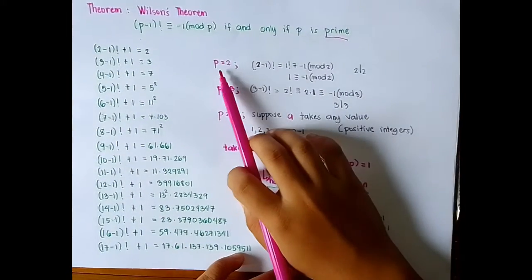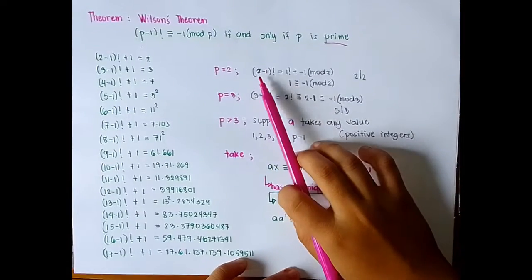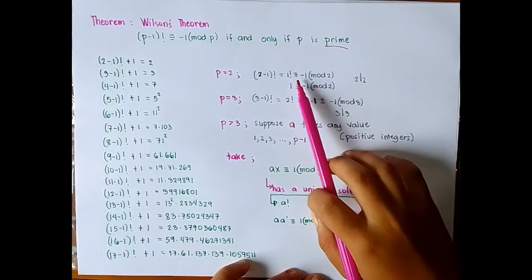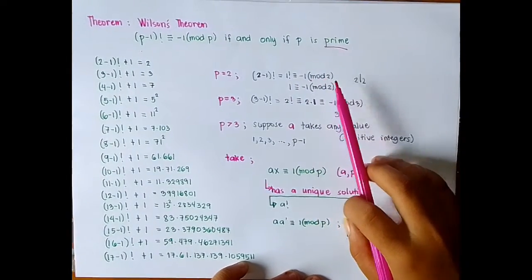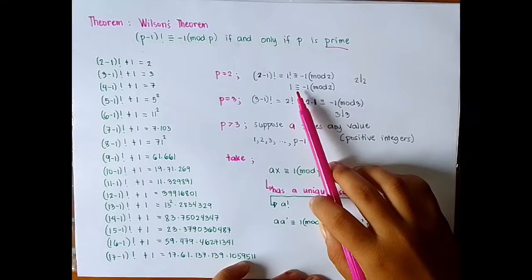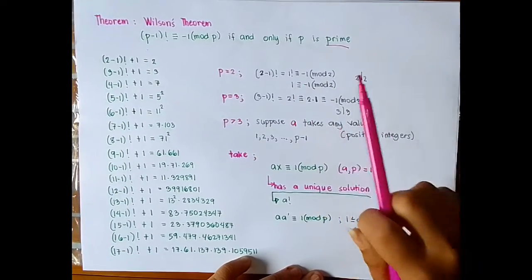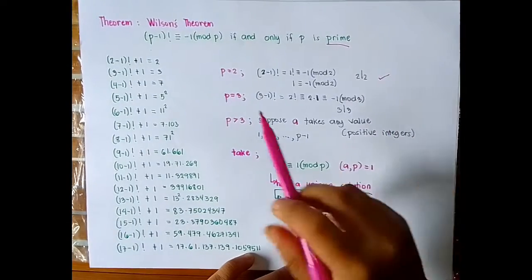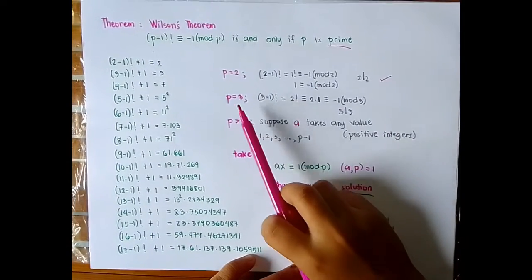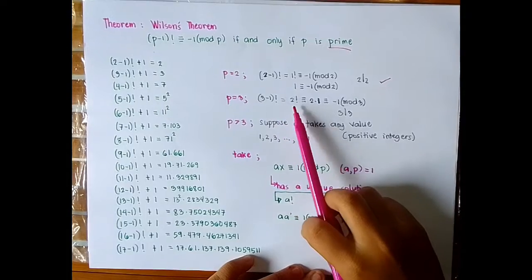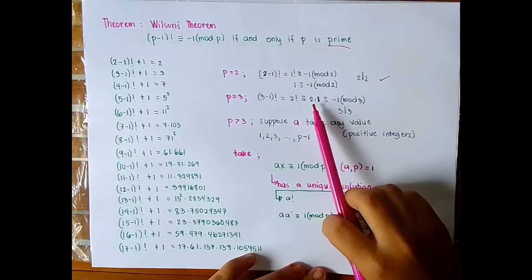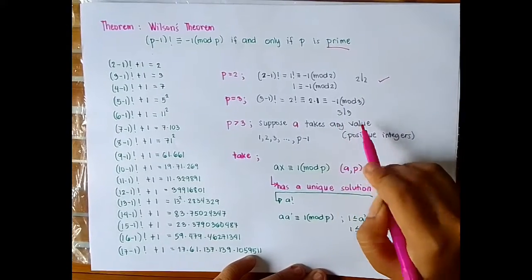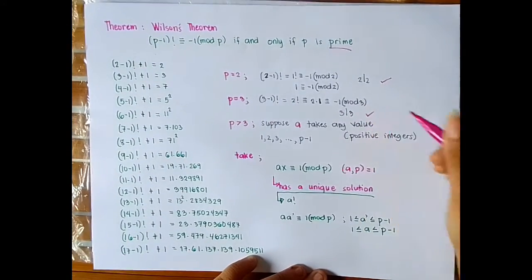For example, we have p equal to 2. So we have (2 minus 1)! equals 1 factorial, which is equivalent to negative 1 mod 2, or 1 is equivalent to negative 1 mod 2. Then 2 divides 2, therefore p equal to 2 is correct. If we have p equal to 3, (3 minus 1)! is equal to 2 factorial, that is 2 times 1, equivalent to negative 1 mod 3. And 3 divides 3, therefore p equal to 3 is correct.